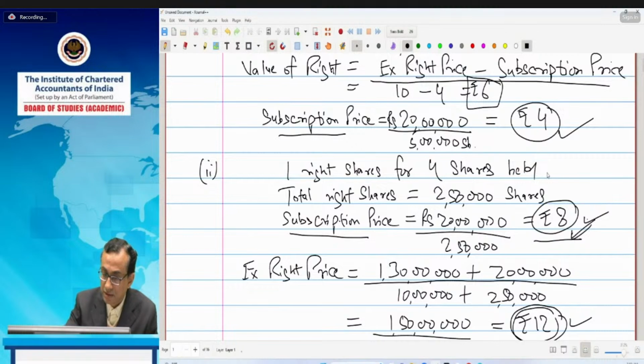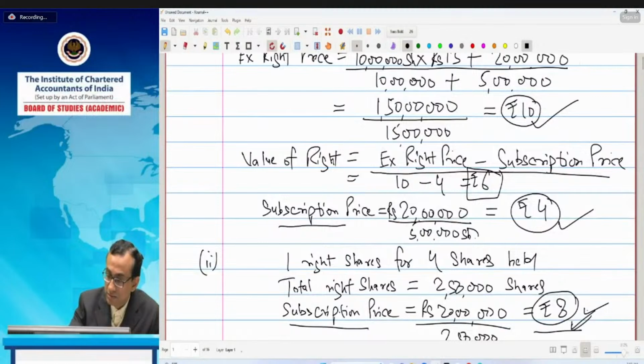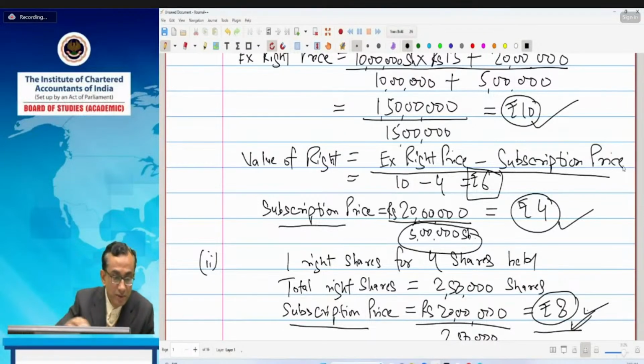I think you are pointing out this point, the number of shares, the 5 lakh shares. It is basically the right shares issued, 5 lakh shares. So for the subscription price of the right issue, only the number of right shares are taken, not the existing equity shares. I hope now it is clear to you.